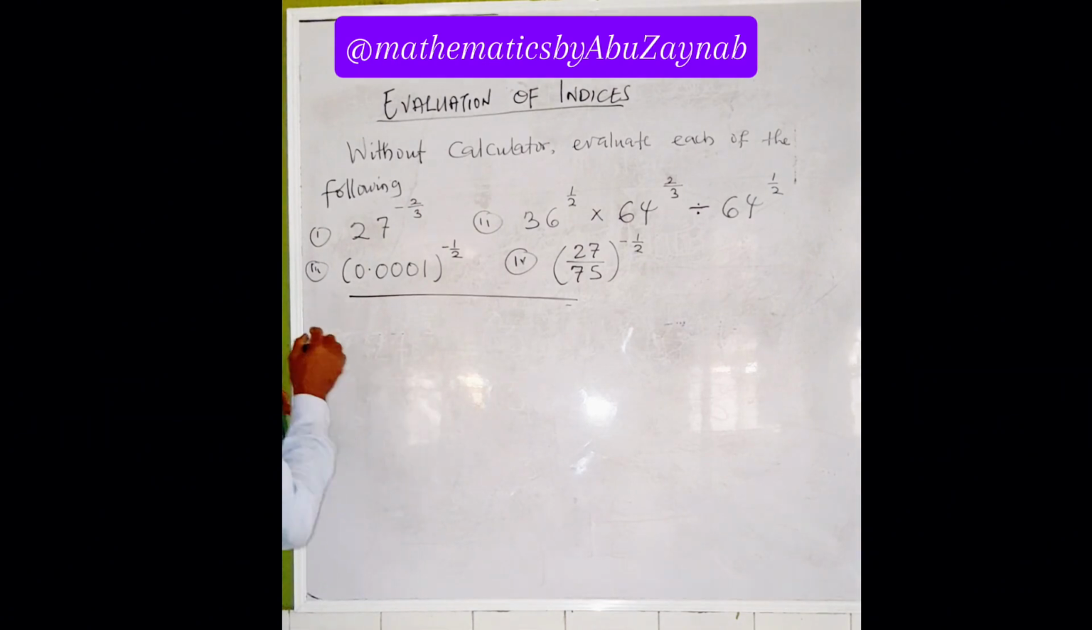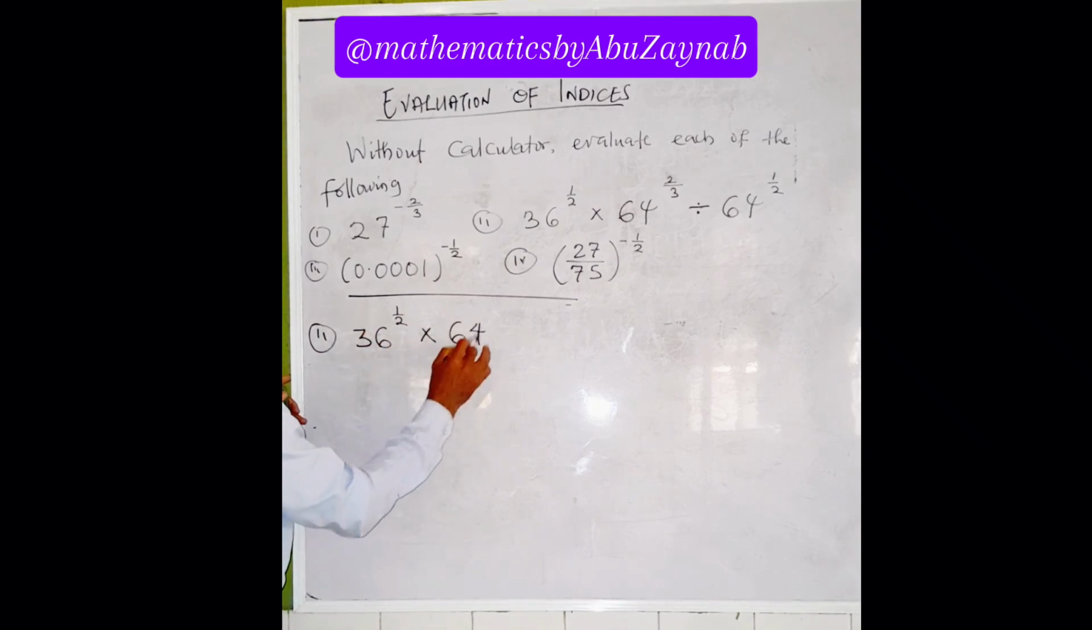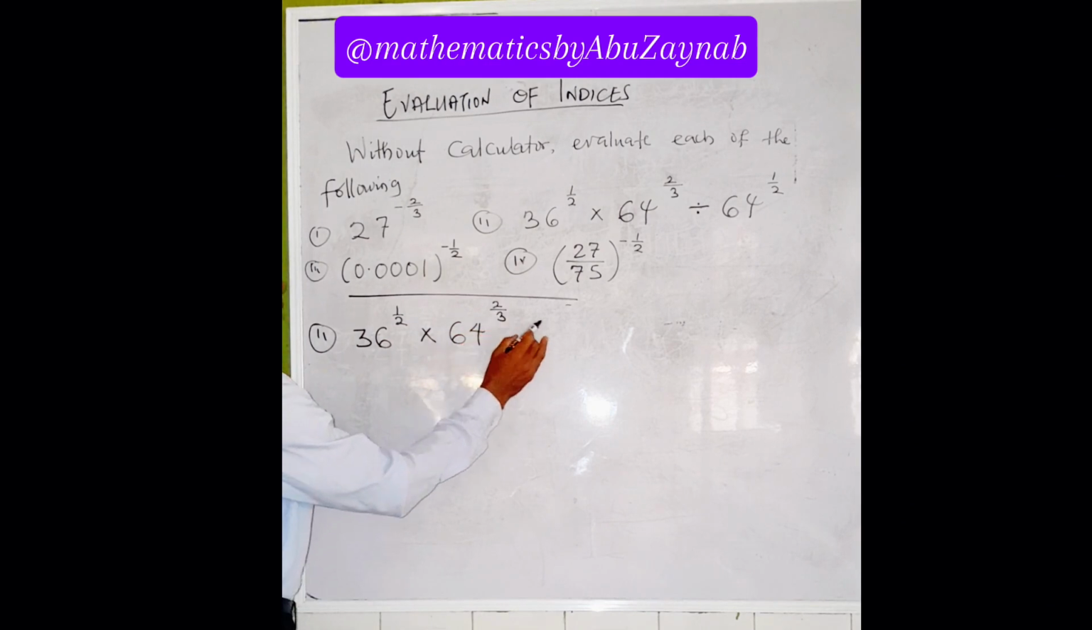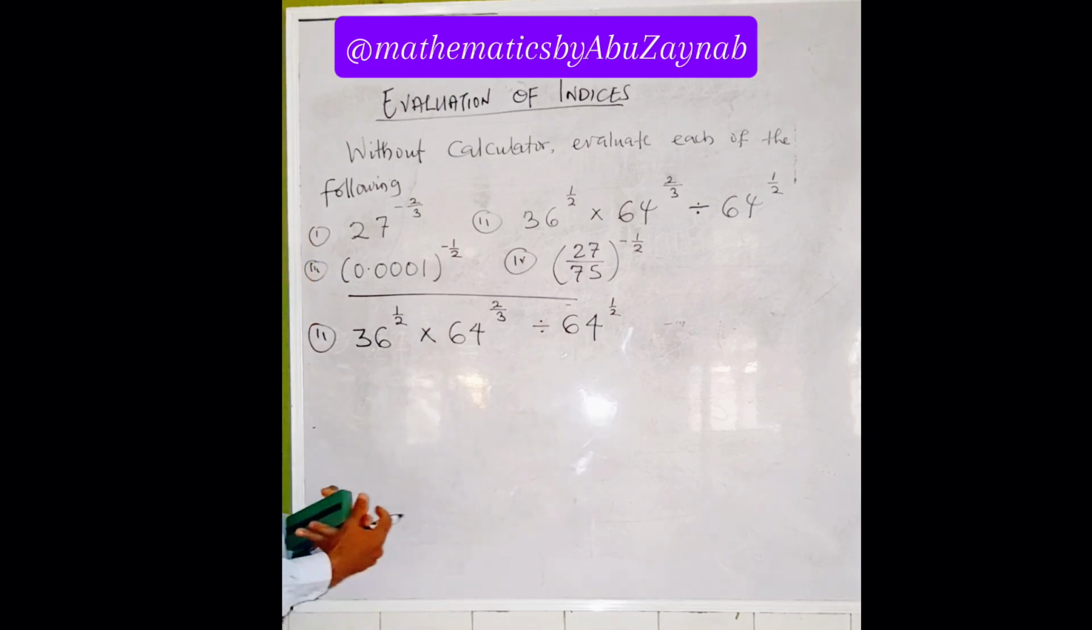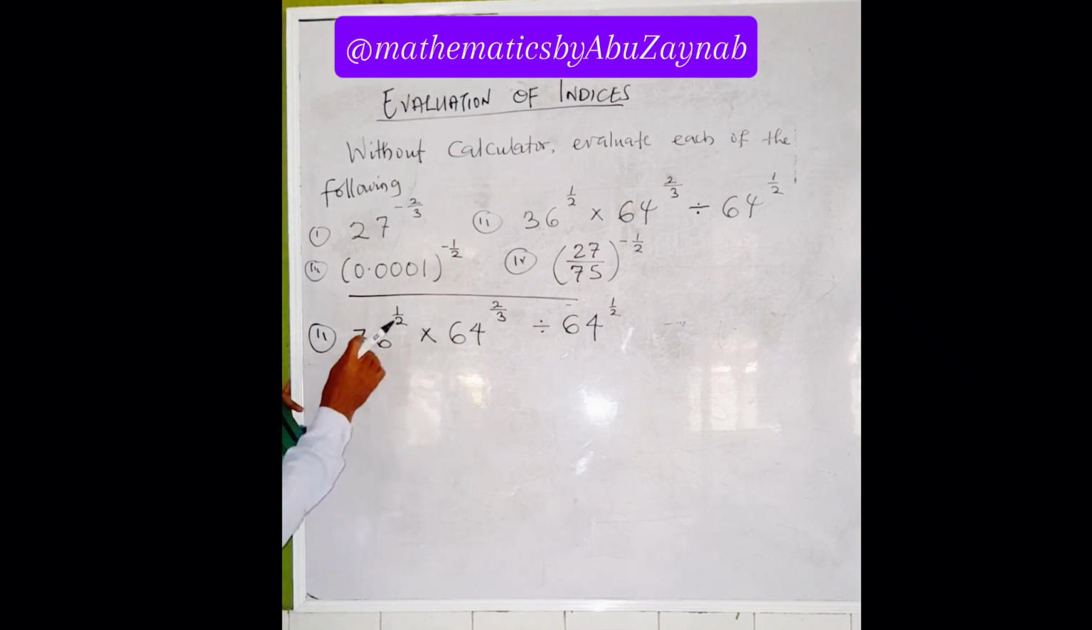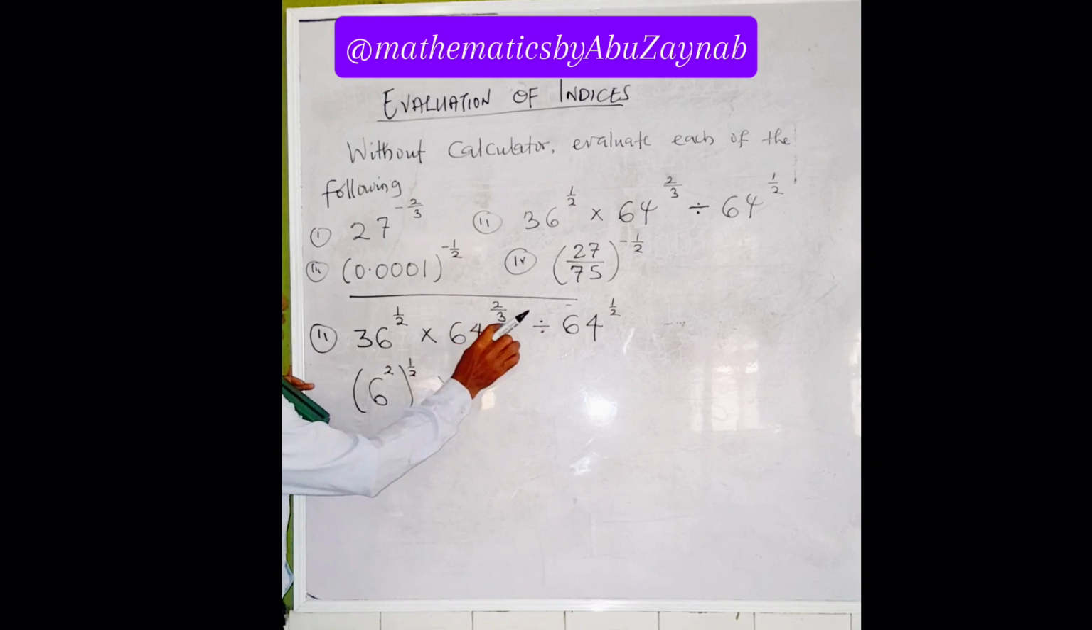So we have number 2 as 36 to the power of half times 64 to the power of 2/3 divided by 64 to the power of half. Without much ado, it's pretty much the same. We look at the index and the denominator. So here we have denominator 2. In other words, we must express 36 as a number to the power of 2. And the number is 6. 6 to the power of 2, that's 36, to 1 over 2, times, now we have 3 here.